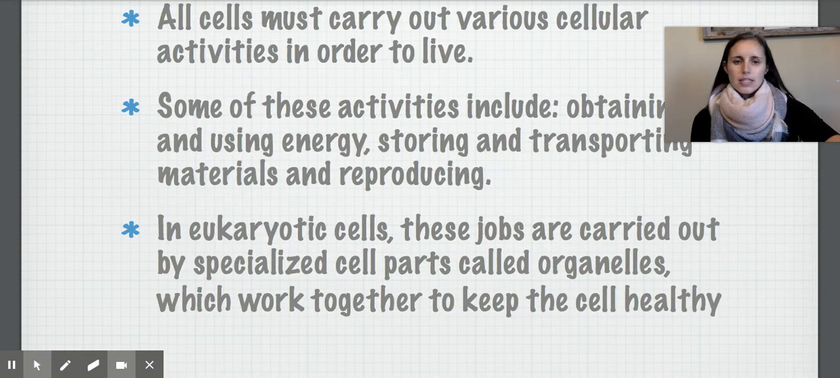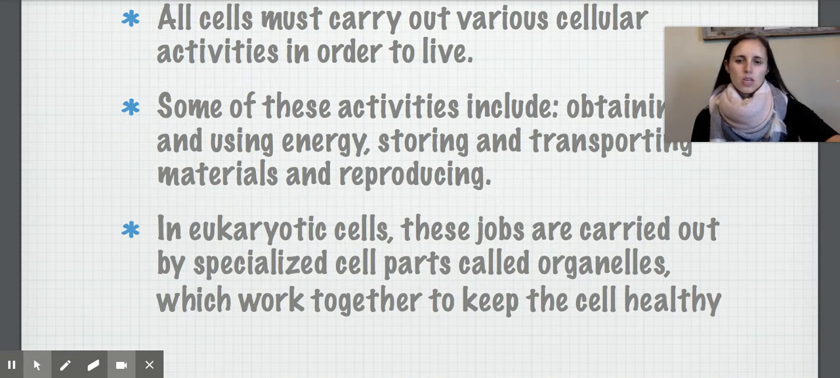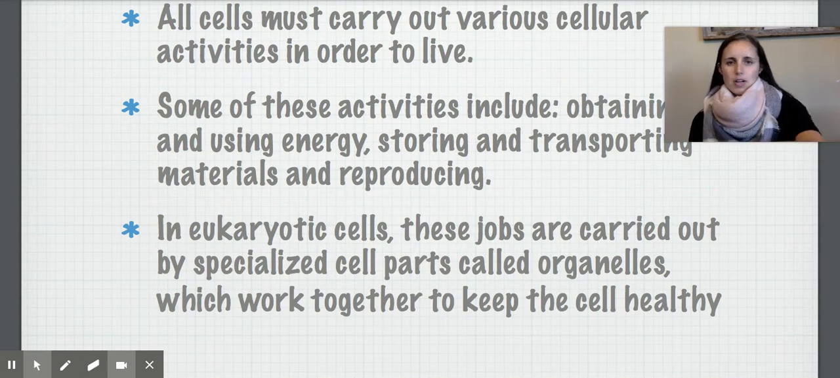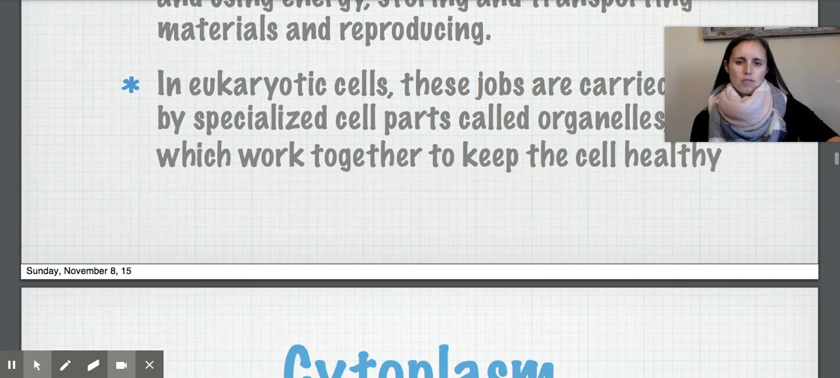In eukaryotes, these jobs are carried out by specialized cell parts known as organelles. They work together to keep the cell healthy. So essentially, you can almost think of the cell itself as a factory, and the cell organelles being different components of the factory that work together to keep the factory running. So you might have the assembly line, you might have the accounting office, you might have the mailroom. So it's all different parts of the actual cell that are required to allow the cell to actually function.